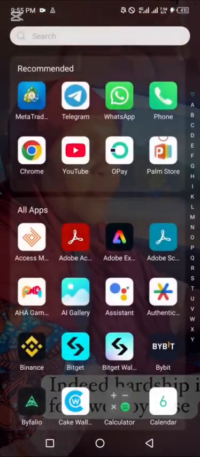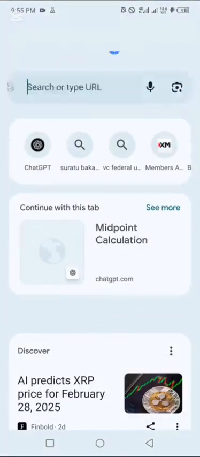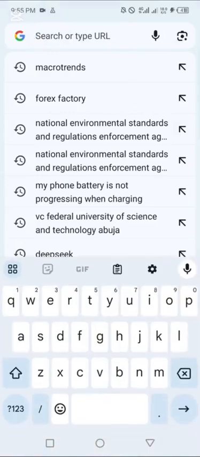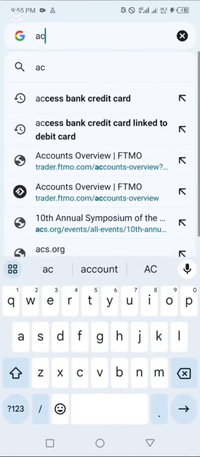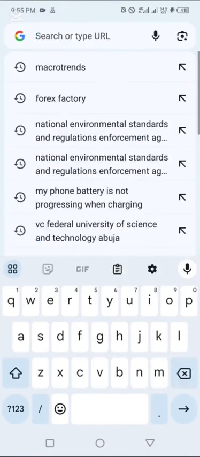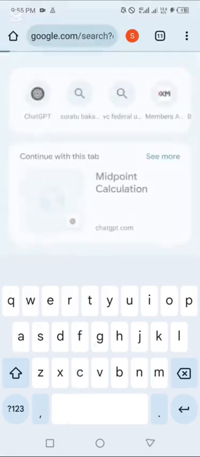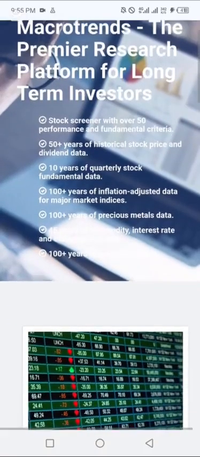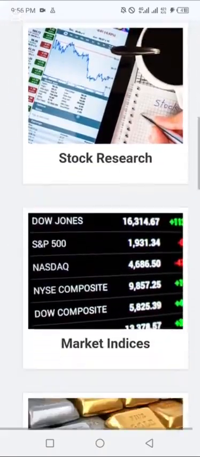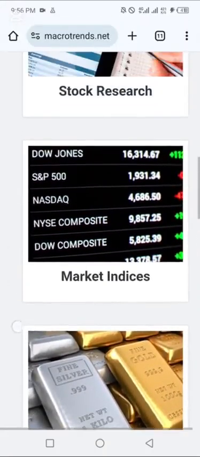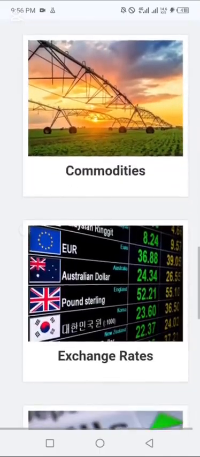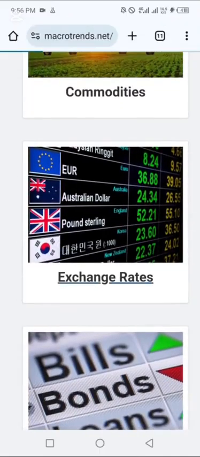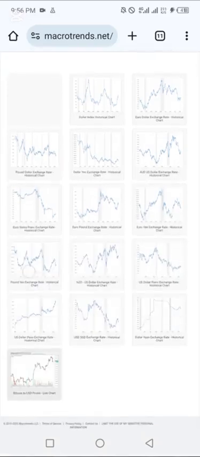Let's go to macrotrends.net together with you. Let's do it like that. Macrotrends, macrotrends. Okay, let's go to macrotrends. We are in Macrotrends. Now let's look for exchange rates. Exchange rates is here. It will enable us to see old charts concerning our forex pairs.